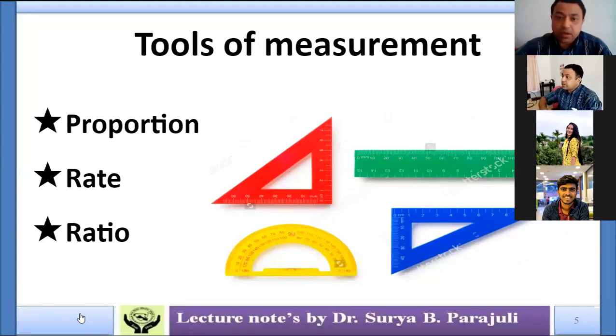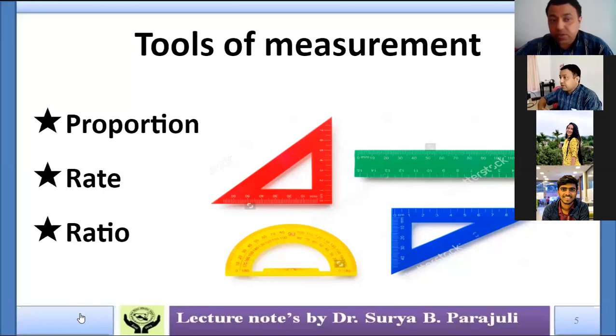And indicator means one variable. If more than one indicator, then it is called index. If it is a single variable, then it is called indicator. Indicator means it indicates certain things, certain pattern or certain progress. For that we must have concept of tools of measurement.